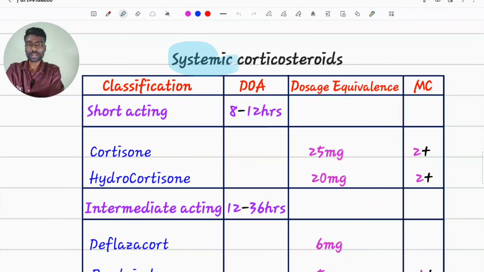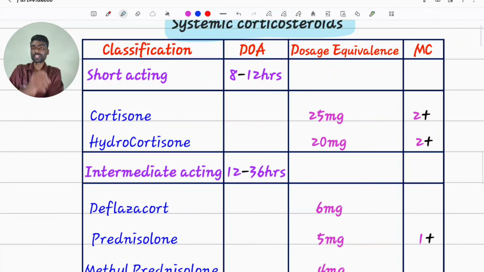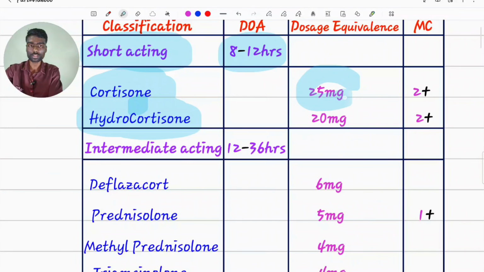Systemic corticosteroids. These are classified based on their duration of action into three classes. One is short acting, which will act only for a period of 8 to 12 hours, which includes cortisone and hydrocortisone. 25 mg of cortisone is equivalent to 20 mg of hydrocortisone. Both these drugs have more mineralocorticoid side effects.